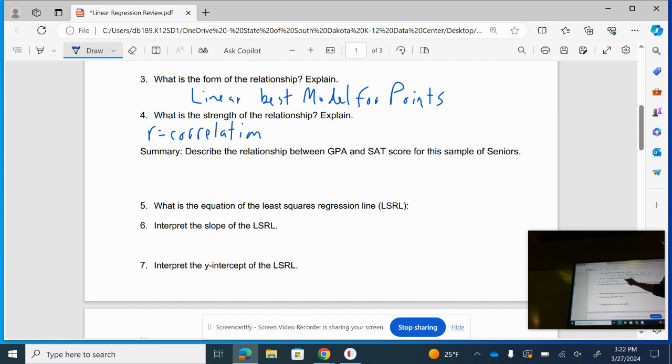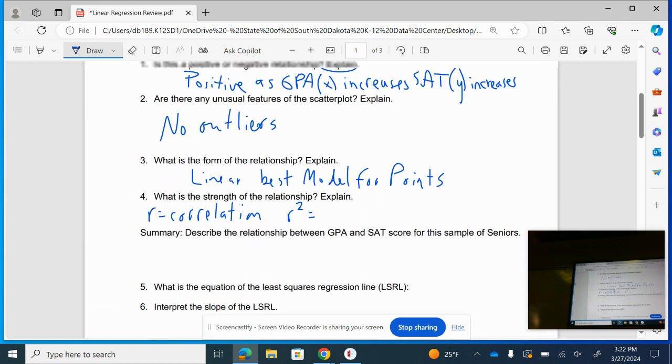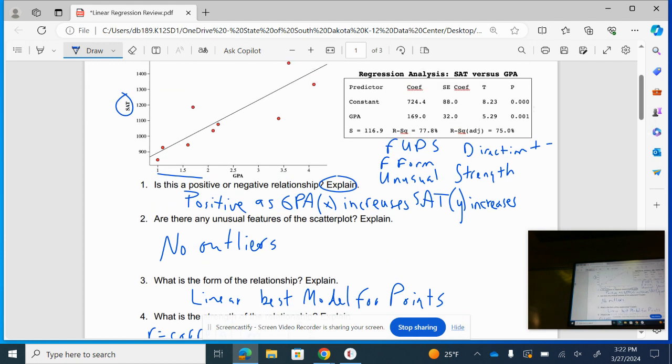But what is our strength? So up here, we're going to have to look. It says R squared is 77.8. Remember, we will never use R squared adjusted. If you want to look up what R squared adjusted is, feel free. You can do that as extra review. You can search that online, but I don't teach that. And in the event it burns us on the AP test, my apologies in advance. But R squared is 77.8.